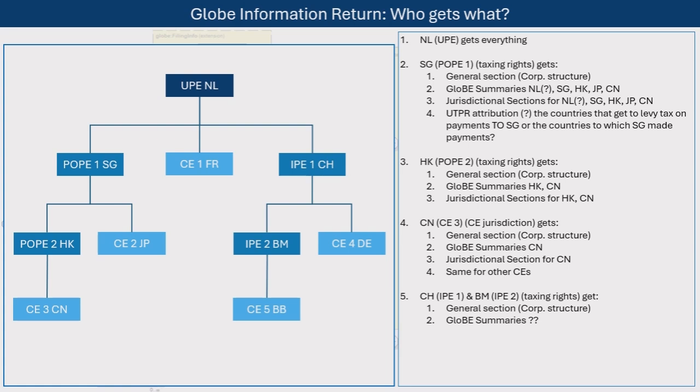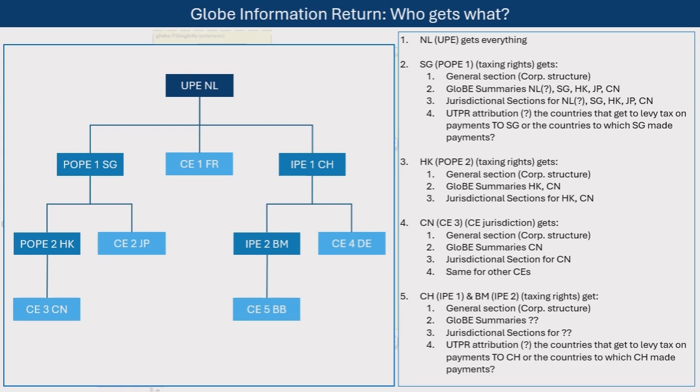And even for the others. But again, I believe there is text that says that they do get that. Will they get the jurisdictional sections because they are not levying any taxes? And then, the same story applies for the UTP attribution that I just discussed in connection with the Singapore company. Who should be getting what in that regard? To me, it is not that obvious.